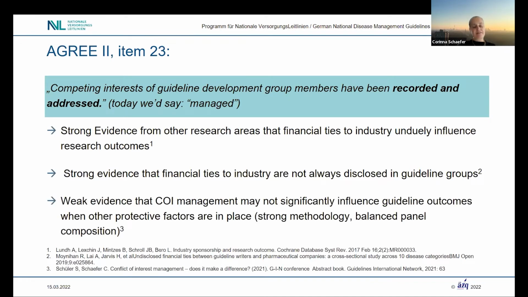And we have weak evidence on the other side that conflict of interest management may not significantly influence guideline outcomes, and specifically the recommendations that you come up with, when other protective factors are in place, like using a strong methodology and a balanced panel composition. So, although we know that conflict of interest might influence research, we are not sure whether it's important to manage them in terms of outcomes when you're in the guideline process. However, it is the most important thing to do for credibility and legitimacy, and I think it's a proxy for a panel that is also willing to accept the strict methodology and accept transparency. So this is why it is important.